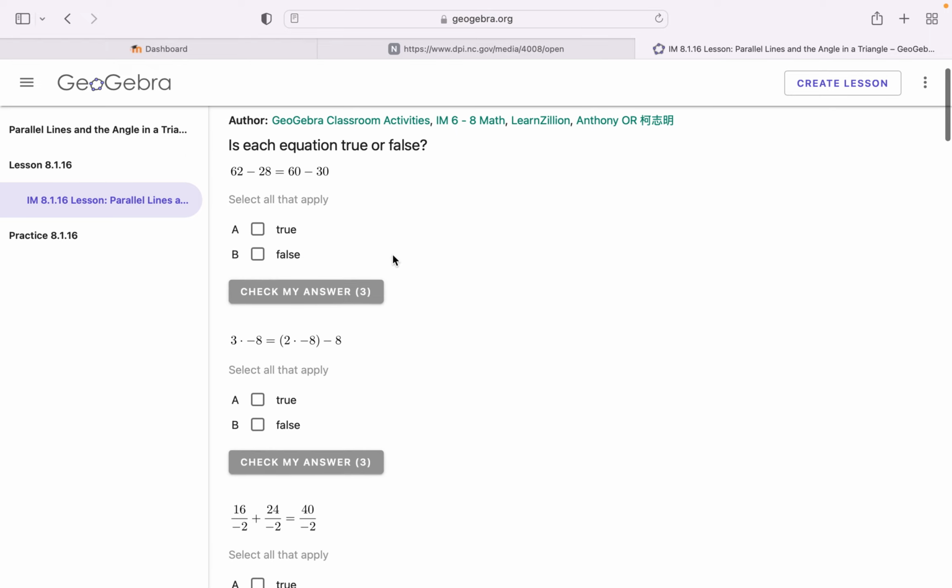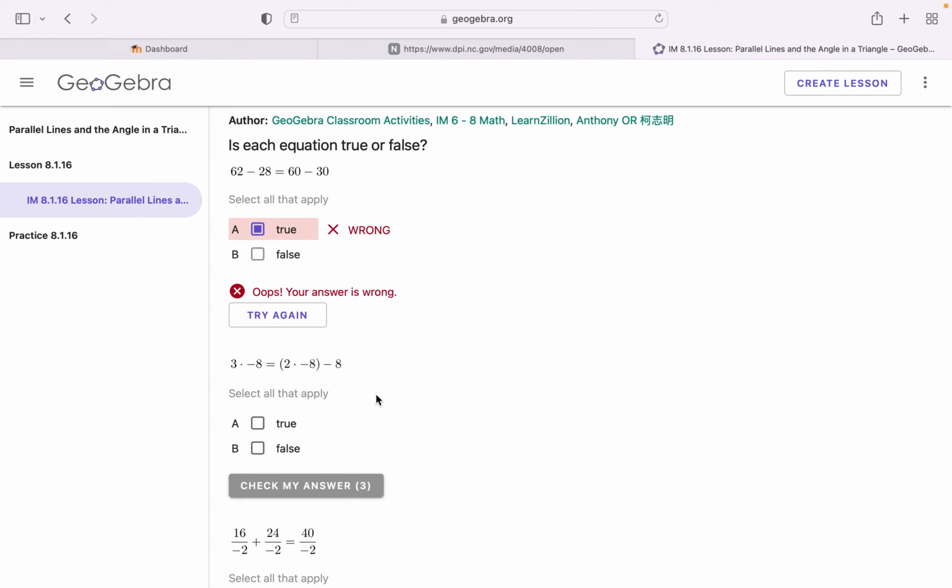So right here, we're going to see this idea that GeoGebra is given background information to our task at hand, and this is just going to be basic algebraic equations that students will solve and respond either true or false if they believe the question is correct. As you can see right here, they get 3 chances to do this question. So if I do 60 minus 30, I get 30, and then I do 62 minus 28, I believe that's going to be 34, so they are obviously not equal, but I'm going to click true and see what happens. Check my answer, it is wrong.